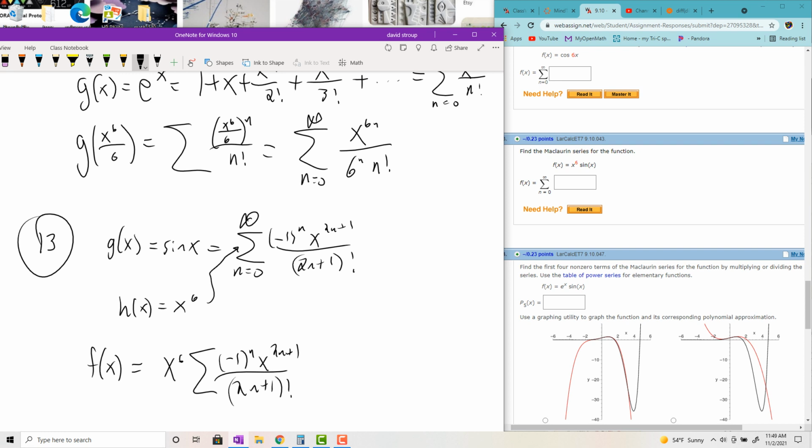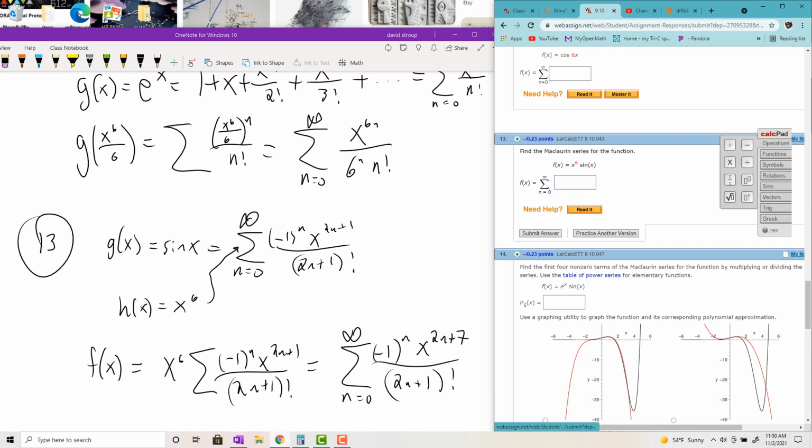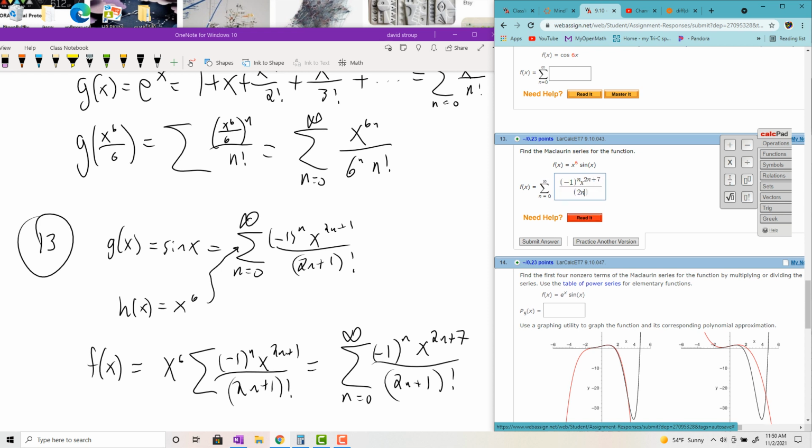So let's move the x to the 6 inside the summation. Seems like a scary thing, but it's really just a distribution. You'll get x to the 2n plus 1 times x to the 6. Add the exponents, so 2n plus 1 plus 6 is 2n plus 7 all over 2n plus 1 factorial from n equals 0 to infinity. So that wasn't so hard. So you get -1 to the n times x to the 2n plus 7 all over 2n plus 1 factorial.